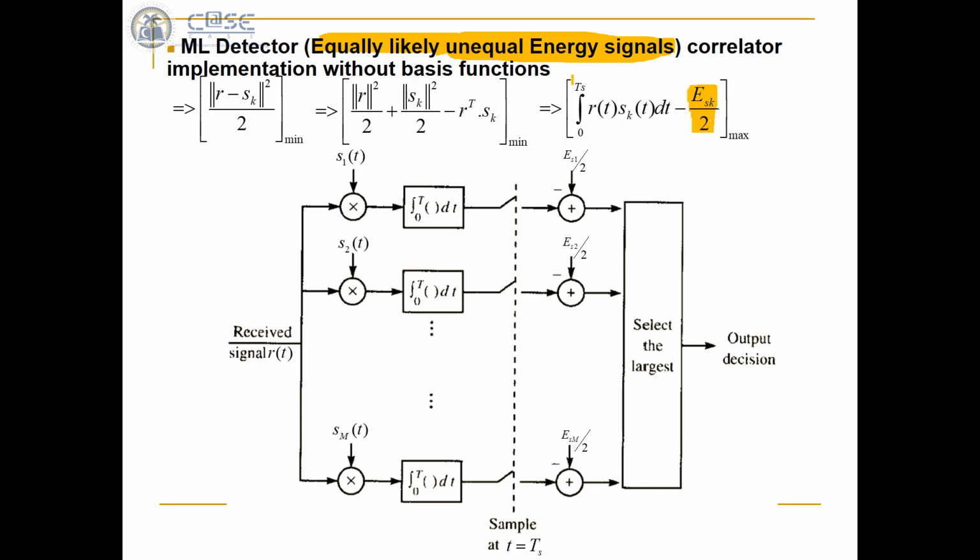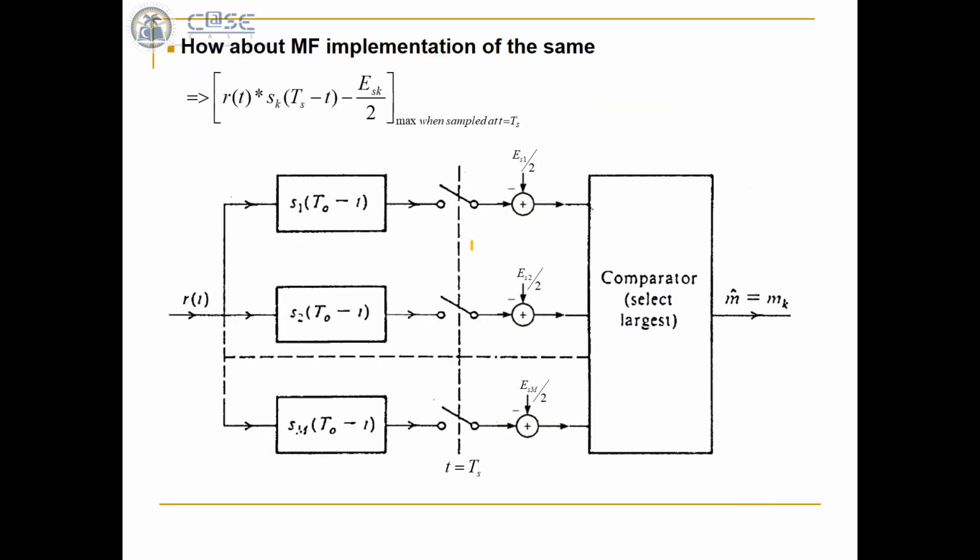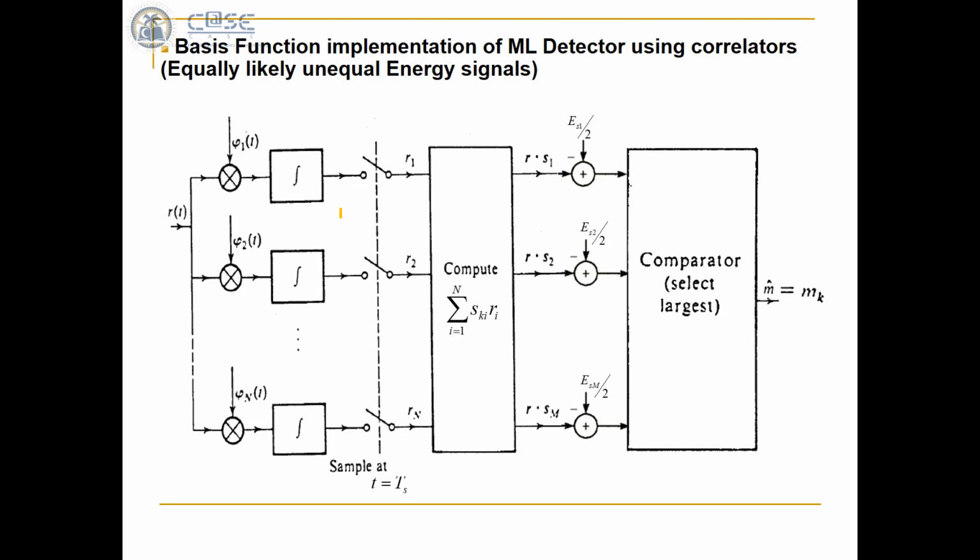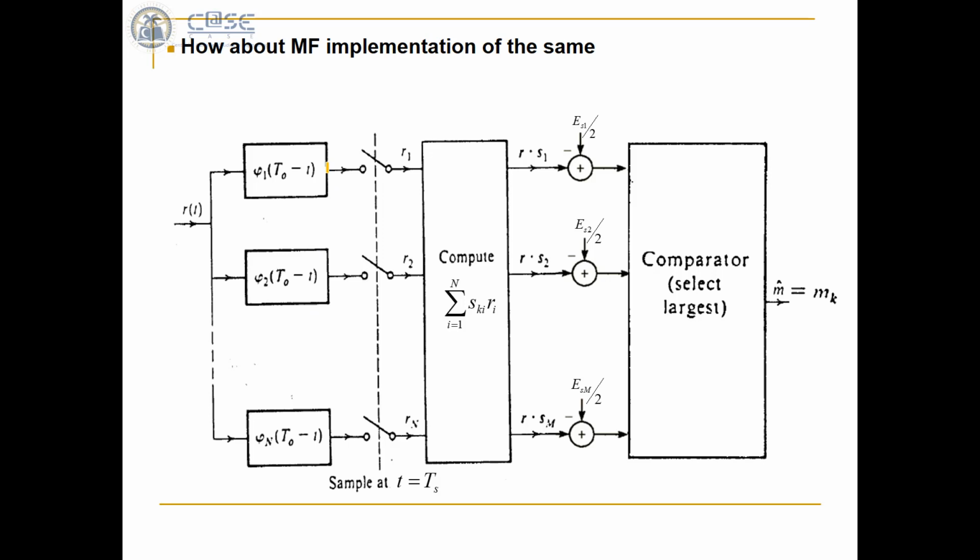So this is nothing but the same correlator implementation or matched filter implementation, and on top of it we have to subtract a few terms. That is, we have to subtract the energy of each signal once we have calculated the correlator output, right? So we have accommodated the unequal energy part by including these terms on each of the branches before we take the decision in favor of the largest branch, right? Similarly, we can have the matched filter implementation of the same. We replace the correlator with the matched filters, and the rest is the same. And we can also have basis function implementation, basis function with correlators and basis function with matched filter, and the rest remains the same.